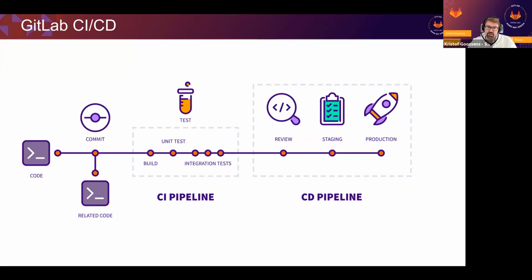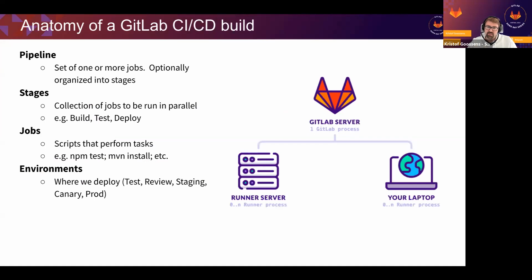Now, how are we going to get started with that? It is essentially by building a CI/CD pipeline. If we look at the anatomy of a CI/CD build, we see that we have, first of all, the pipeline, which is a number of jobs that are related to each other, optionally organized into stages. The stages itself is a collection of jobs that are going to be run in parallel. And the jobs itself are scripts that can perform some tasks, like the examples there. Environments play a good role here as well, because you can run those jobs against specific environments as well.